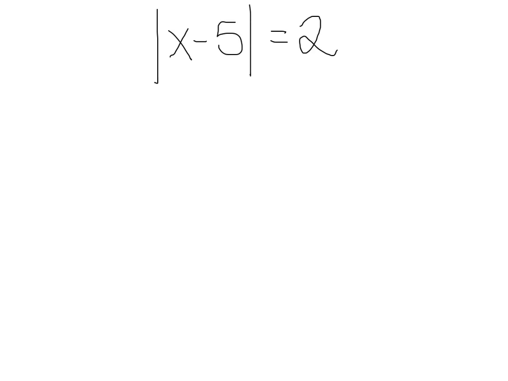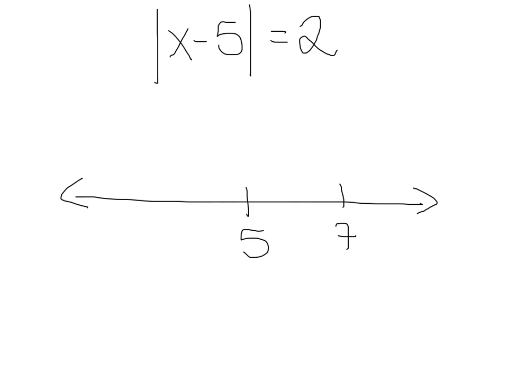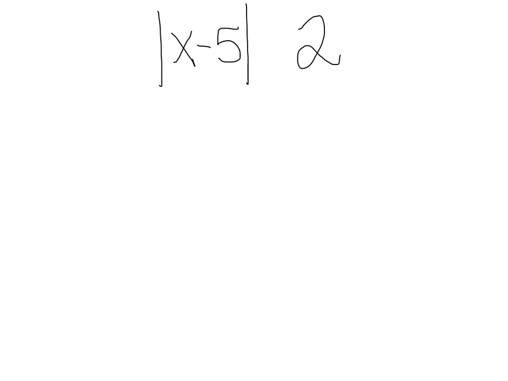Now let's do it when we shift the starting position. Remember, this means the distance from x to 5 is 2 units. So on the number line, we would start at 5 and go 2 units in either direction. 7 right here, and 3 would be our values of x. Now you use the same absolute value equation, but I want to do less than 2.